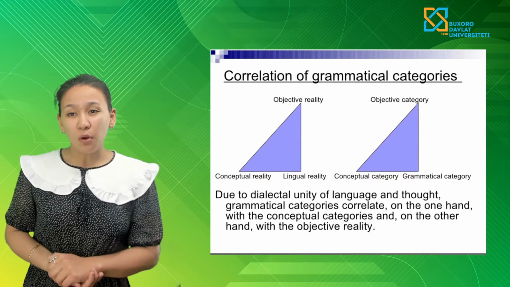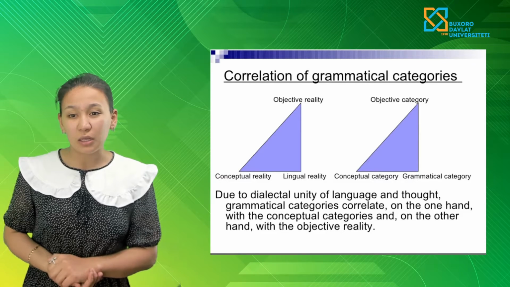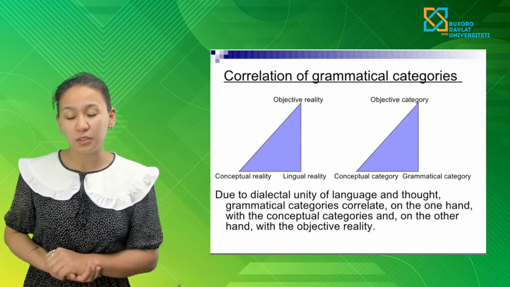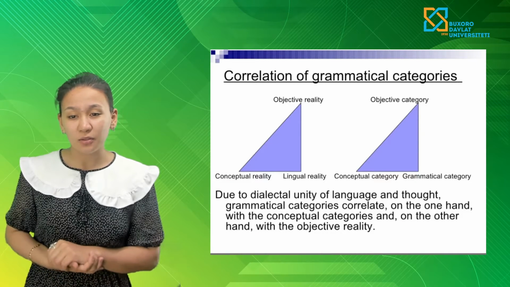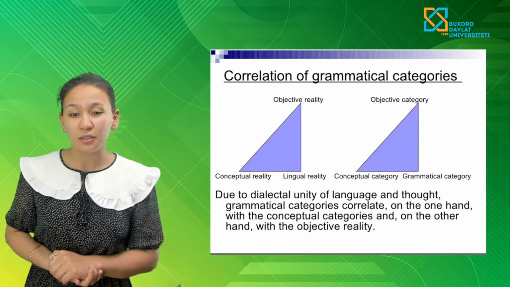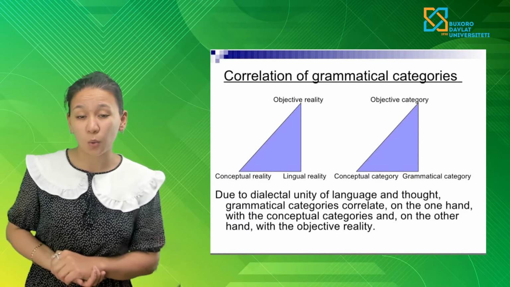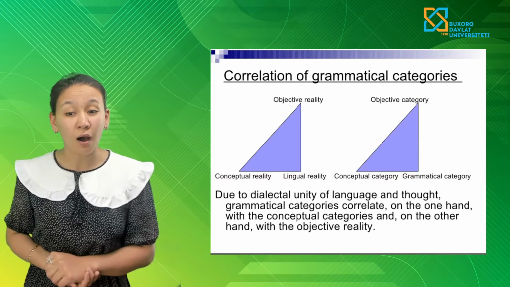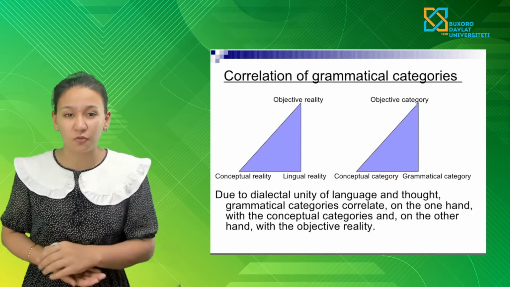Well then, there is the correlation of grammatical categories. As you know, due to the dialectal unity of language and thought, grammatical categories correlate on the one hand with the conceptual categories and on the other hand with objective reality.